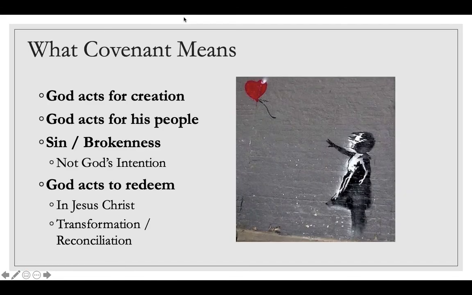So what does covenant mean? Just a few things here. First of all, God acts for the creation. God is for creation, and God preserves creation, has promised to be for the creation. In the same way, God acts for his people and promises to be with them and for them. Now, what we're going to see is that sin and the brokenness of sin isn't God's intention, and it messes with this relationship. It messes with the flourishing, and it breaks the relationship between God and humanity.